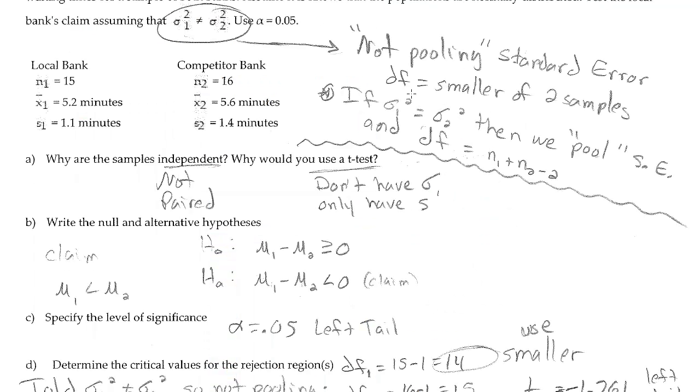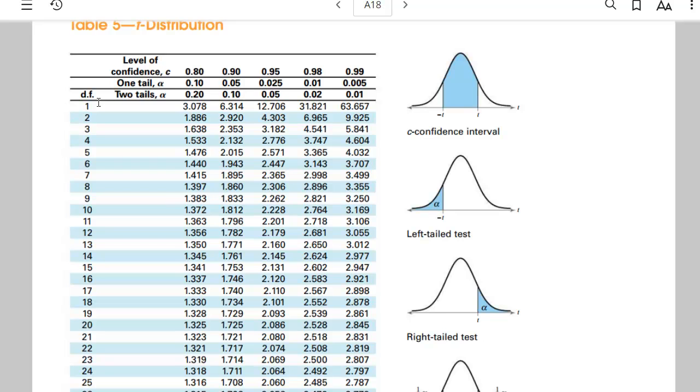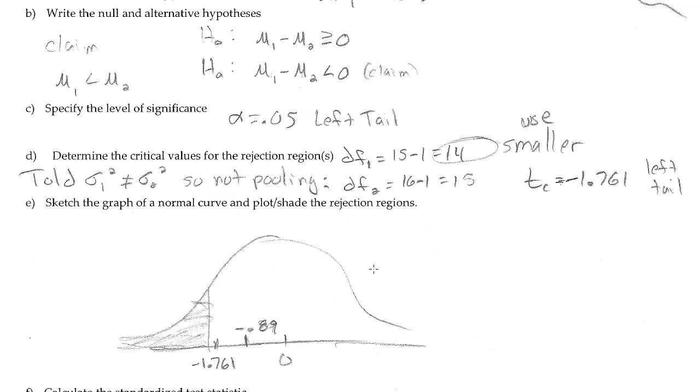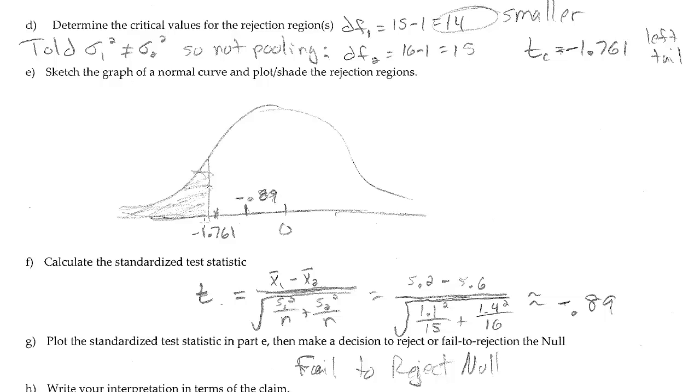So again, because we're not pooling the standard error, the degrees of freedom is the smaller of the two samples. Here the sample size is 15, so the degrees of freedom is 14. Looking at our table, one tail, alpha 0.05, we come down to 14 degrees of freedom, and we see 1.761 as the critical value. Now again, this is a left tail, so we're going to look at negative 1.761 as our critical value. So there's our critical value.